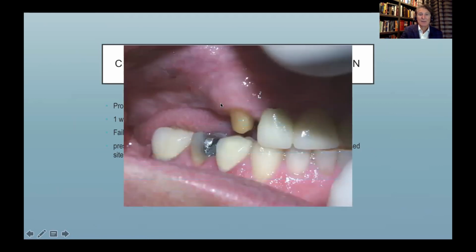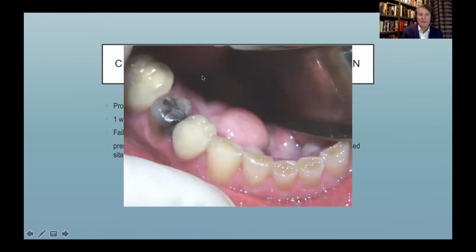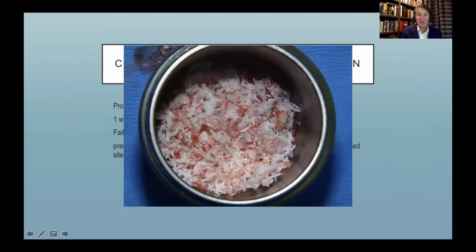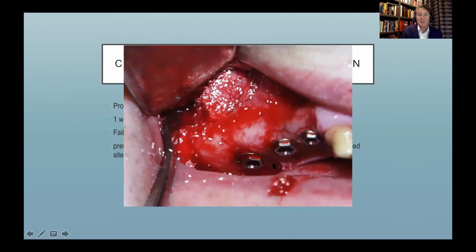So what happened is here we are here doing the lift. We had excellent intraoral source because there was a tori there. So we had lots of intraoral bone. We mixed that with the HA. And you can see the 3 implants were placed simultaneous because there was good anchorage.